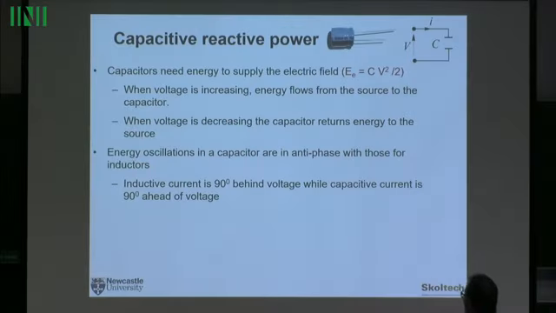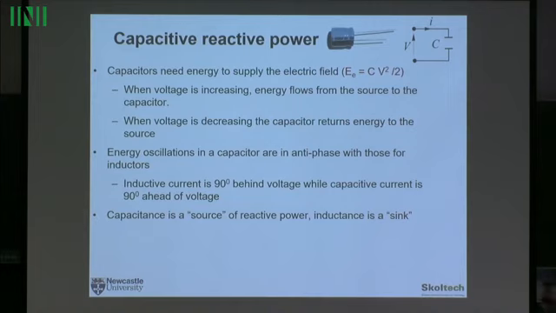And because they act in antiphase, they compensate each other. That's why we talk about reactive power compensation. In inductive circuits you connect capacitance to compensate it, and the net effect is basically the difference between the two. And then people talk about reactive power sources and sinks.